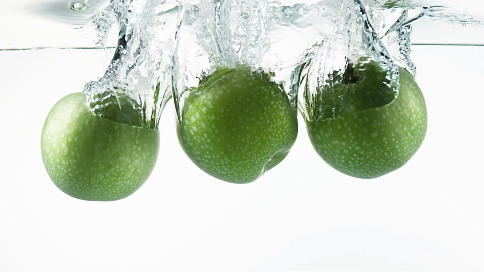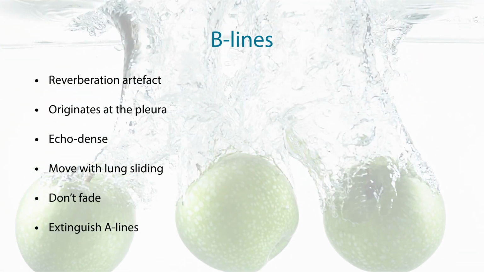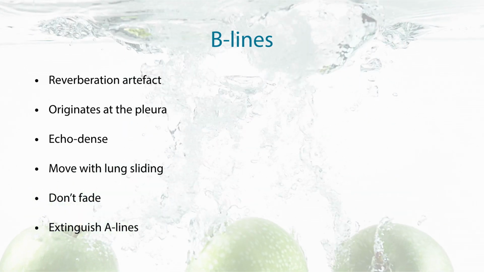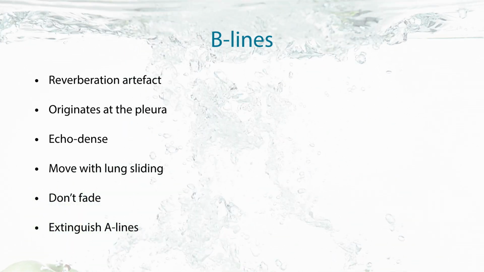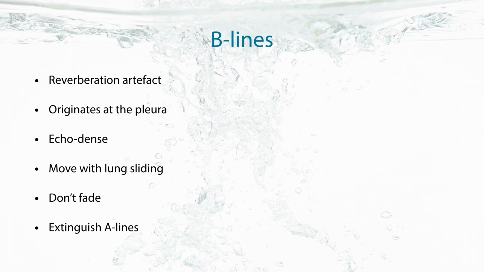But what are B-lines actually? B-lines are reverberation artifacts. They always originate at the pleura. They are echodense, so they are hyperechoic. They always move with lung sliding, of course, because they originate directly at the pleura. They do not fade until the end of the screen, and they also extinguish A-lines. So ultimately, actually, we are imaging artifacts. Yes, lung ultrasound mostly is about imaging artifacts.